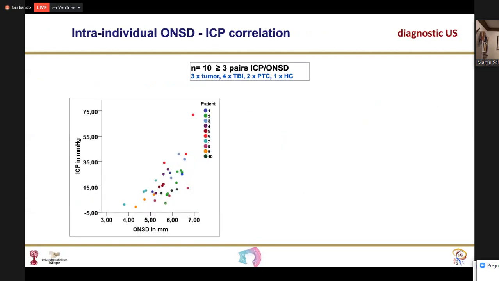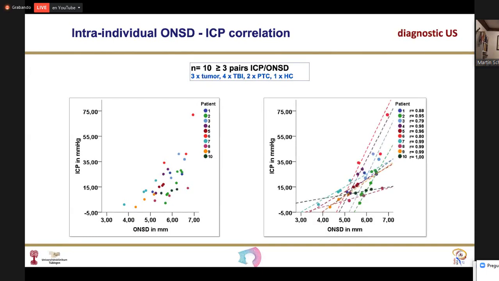Now we move to the individual patient, because we were only looking at whole cohorts. If we look at the individual patient, we have 10 patients here. And if you look now at the individual curves, you see the individual has a linear relationship between ICP and ONSD. So in one individual, any change in ONSD is correlated one to one to a change in ICP. And if you have two data points from one patient between ICP and ONSD, you can even take a formula and calculate the ICP from the ONSD.